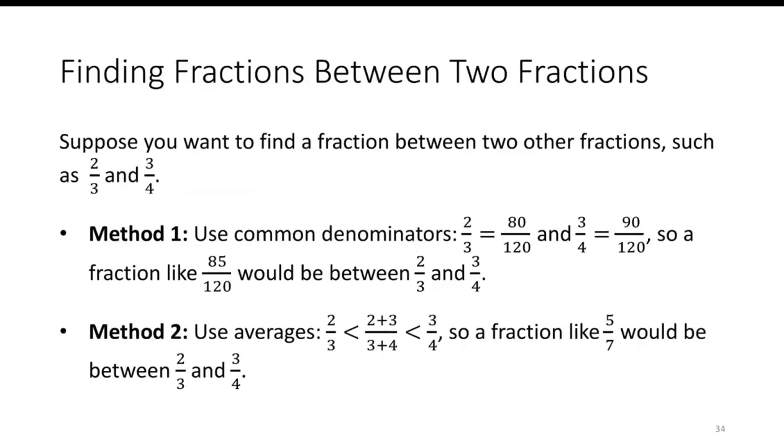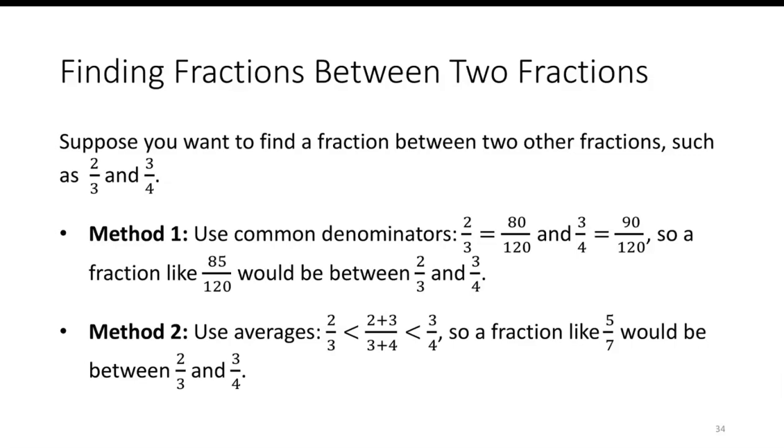So how can you find some fractions that are between two fractions? Well, suppose you want to find a fraction that is between two other fractions, such as 2/3 and 3/4. One method is to get a common denominator. Not necessarily the least common denominator, you just want a denominator large enough that you can see differences between them. So, for instance, 2/3 is the same thing as 80 over 120, if I multiply the top and bottom by 40. 3/4 is the same thing as 90 over 120, if I multiply top and bottom by 30. And now between 80 over 120 and 90 over 120, you can find some fractions like 85 over 120. So I know 85 over 120 would be between 2/3 and 3/4.